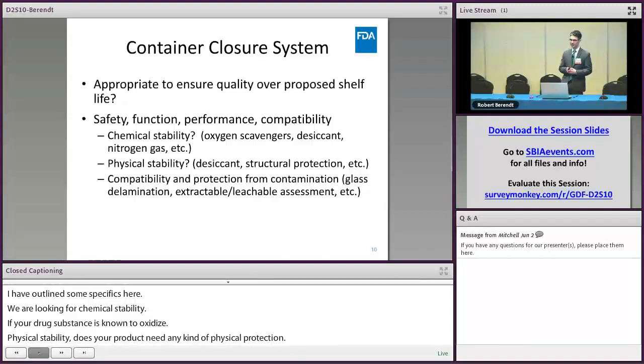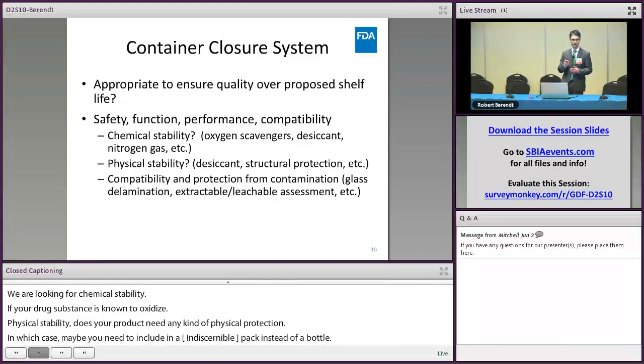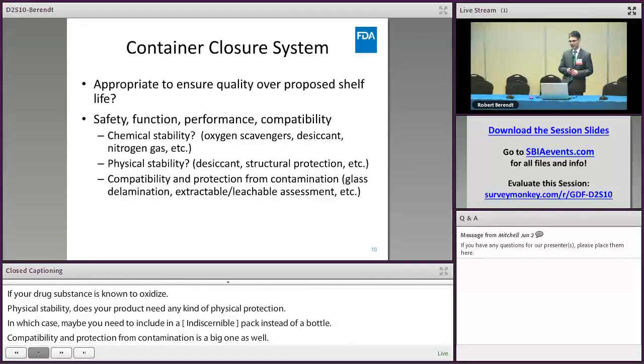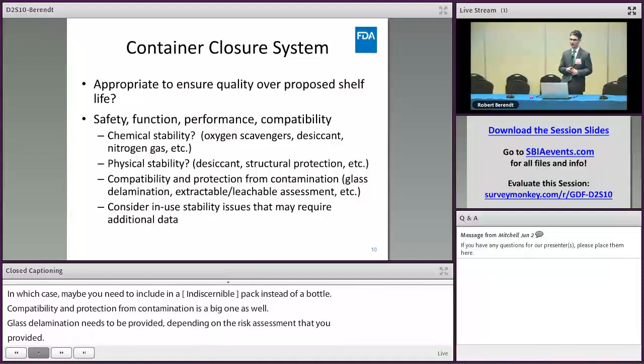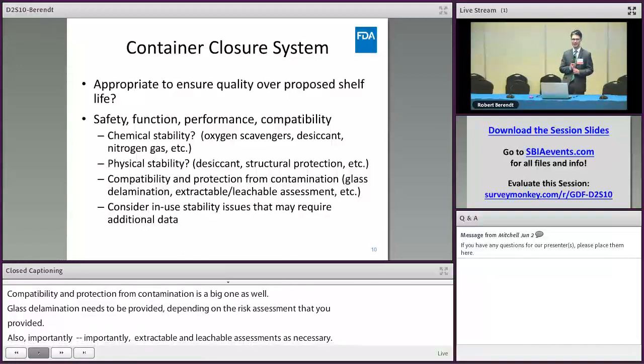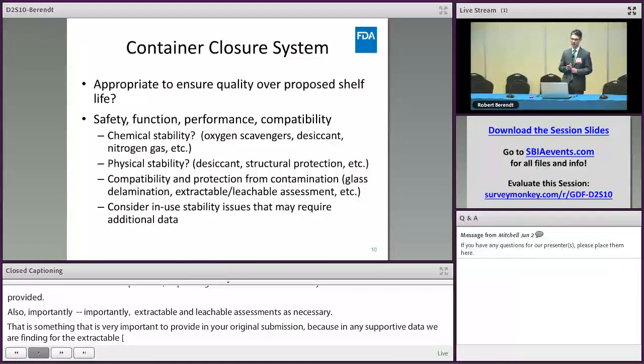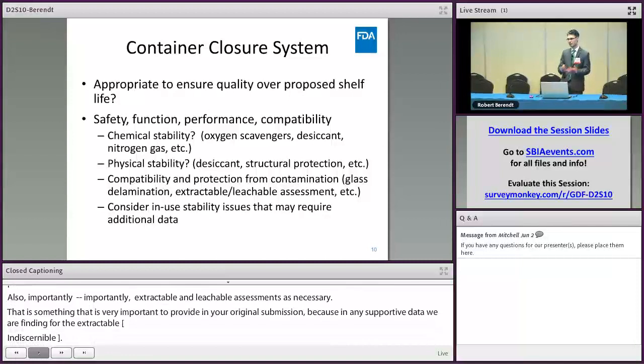Glass delamination needs to be provided for injectable products, depending on the risk assessment that you provided. And then also, importantly, extractable and leachable assessments for many products is necessary. The extractable and leachable assessments are very important to provide in your original submission, along with any supporting pharm tox data. Because what we're finding is not only is the extractable and leachable not provided, we ask for it and you provide it back to us, we find that pharm tox data is needed due to the impurities that you see, so we have to send another deficiency, and it becomes a very drawn-out process. So the more information and justification and supporting data you can provide us in the original submission, the better off we'll all be.